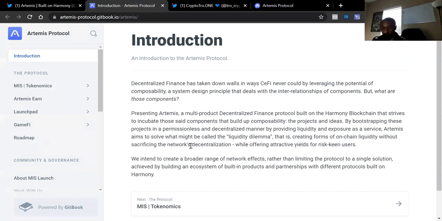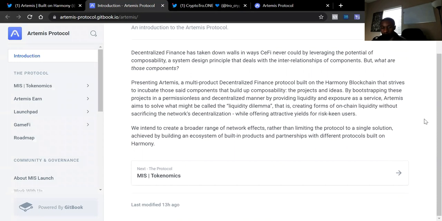ARTEMIS aims to solve what might be called the liquidity dilemma, that is, creating forms of on-chain liquidity without sacrificing the network's decentralization while offering attractive yields for risk-seeking users. So we intend to create a broader range of network effects rather than limiting the protocol to a single solution, achieved by building an ecosystem of built-in products and partnerships with different protocols built on Harmony.